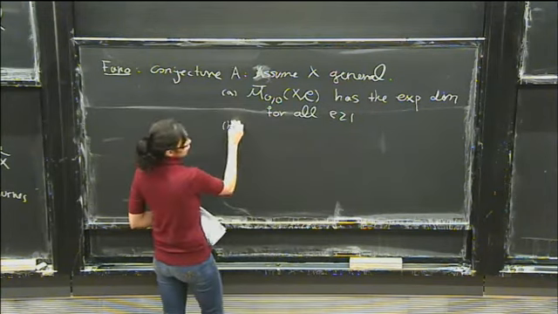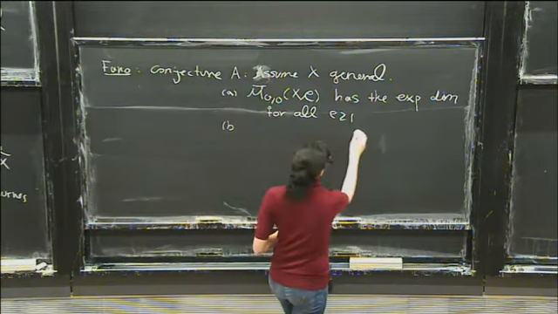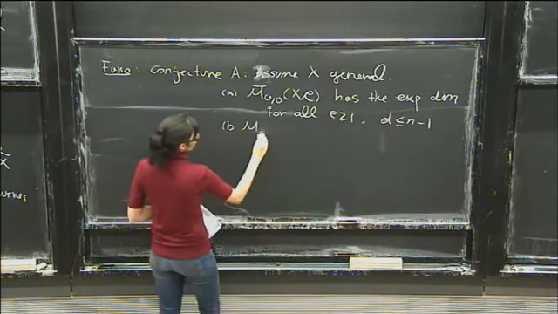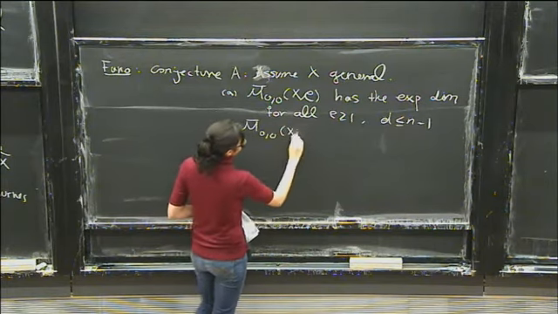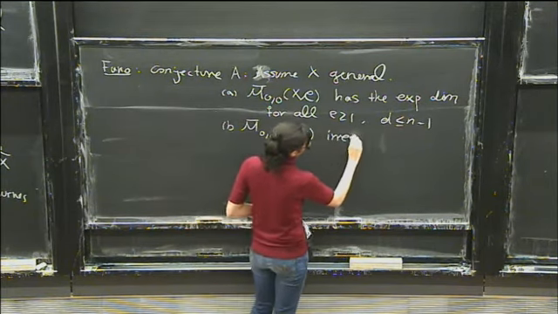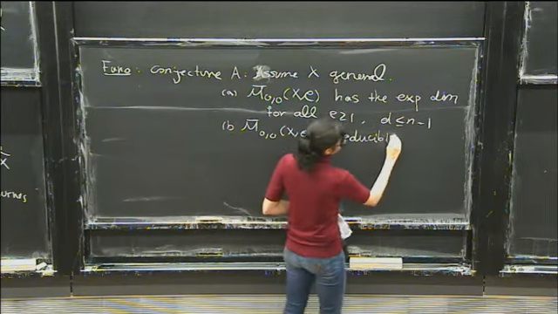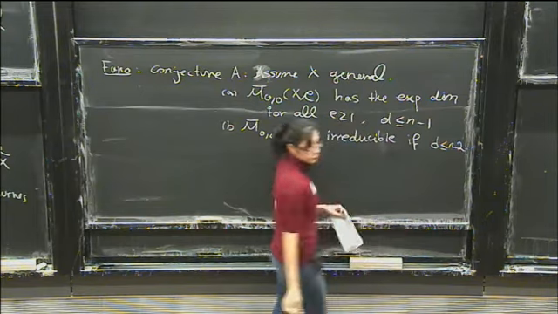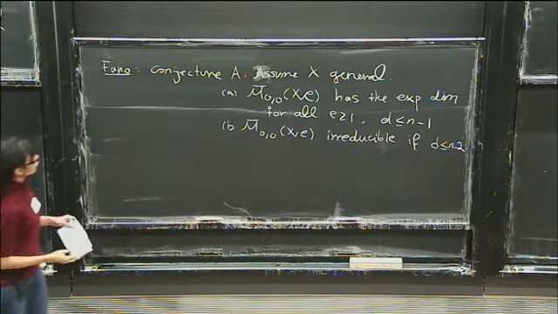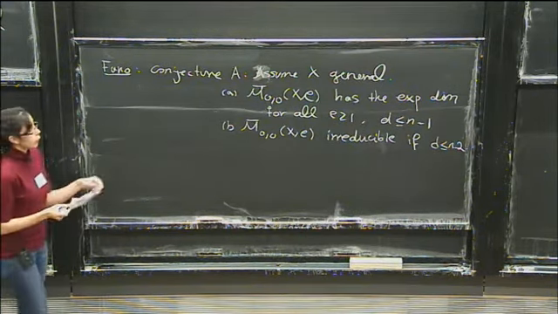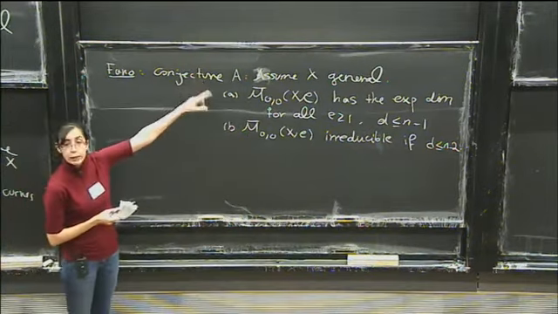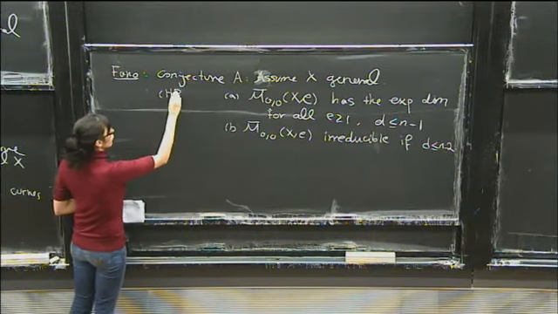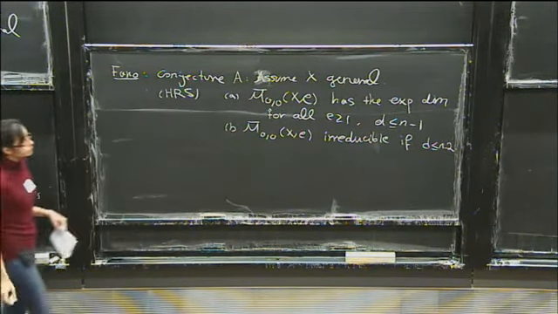And B, and here, and D less than or equal to n minus 1. And B, that these spaces are irreducible, if D less than or equal to n minus 2. And this conjecture, I think it is attributed to Harris, Roth, and Starr, who were the first people who looked at this kind of problem. I'm going to call this conjecture HRS here.